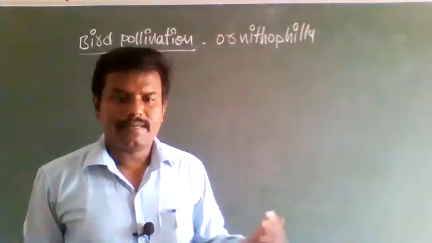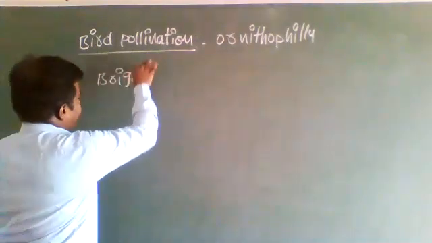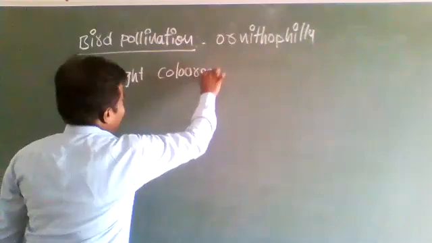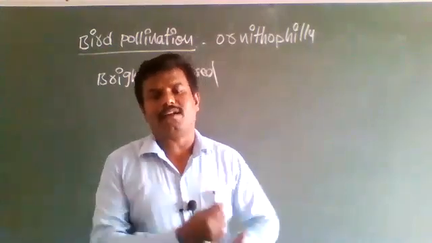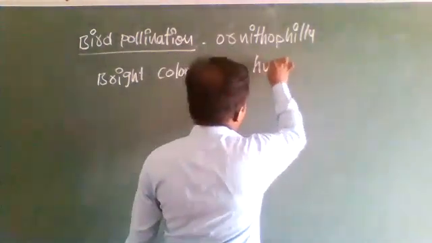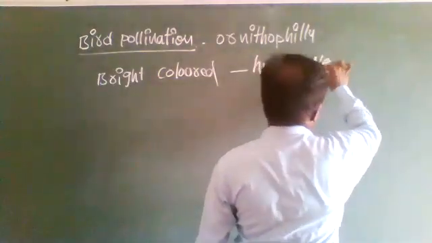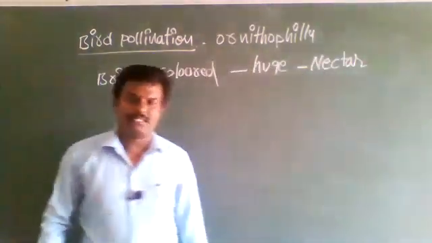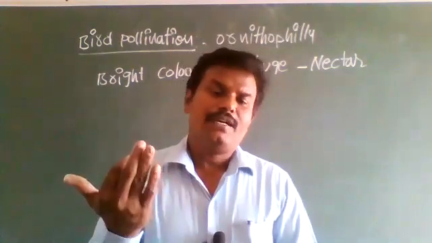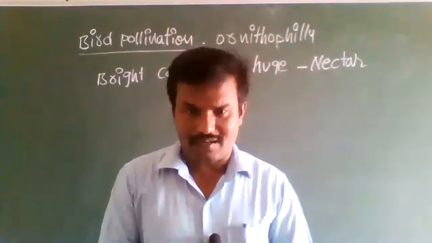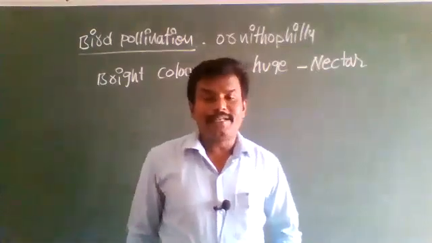Generally, bird pollinated flowers will have bright colored petals. That may be red, yellow, green, like that. Bright colored petals with a huge quantity of sugary nectar. Birds will visit the flowers for the sake of nectar, and in the meantime, the flower gets pollinated.